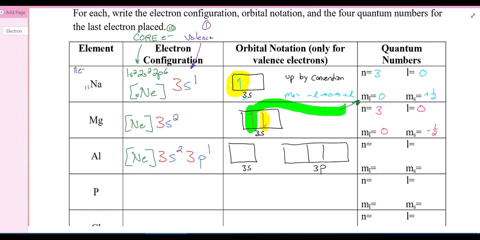Okay, so let's use orange this time. Up, down, up. For this electron, N is 3. L is 1, because it's a p orbital. M sub L goes -1, 0, 1. Now there's more to the story, obviously, but that's where we leave it in Chem 1. So M sub L is going to be -1 because we're in the first box. And then MS will be plus 1/2, since it's up.